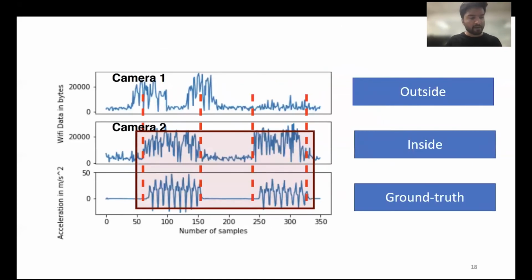We had two cameras, one looking outside and the other looking at the scene. We use the accelerometer on the smartphone as a ground truth sensor. You can see the relationship between the ground truth and the camera traffic, while there is no clear relationship between the ground truth sensor and the traffic of a camera which was not monitoring the scene.